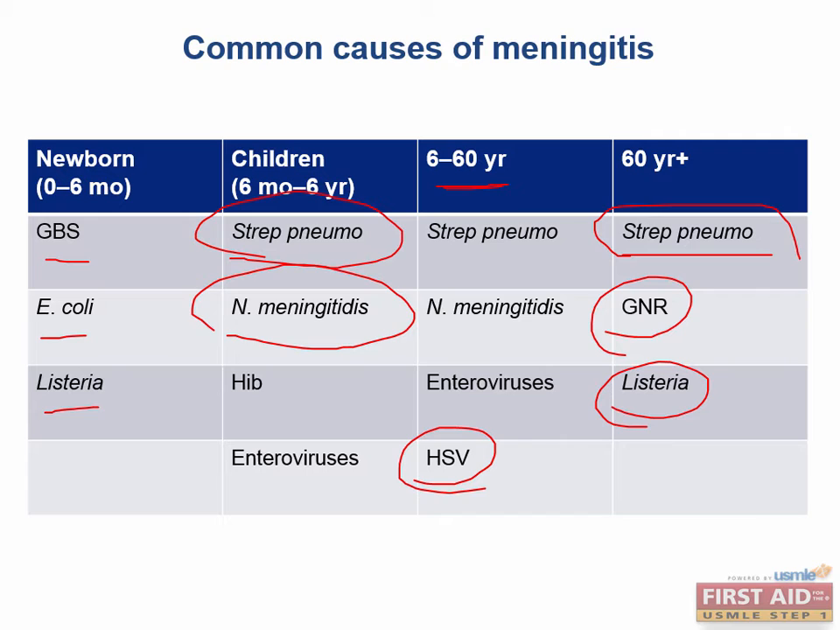In HIV patients, it's important to remember that Cryptococcus neoformans is a very important cause of meningitis. But more importantly, on your boards, the examiners are going to want to test your ability to analyze cerebrospinal fluid findings in different kinds of meningitis, which we go over at a different point in this lecture.